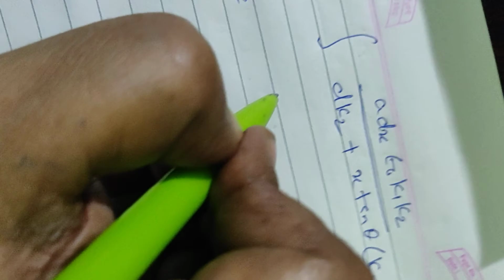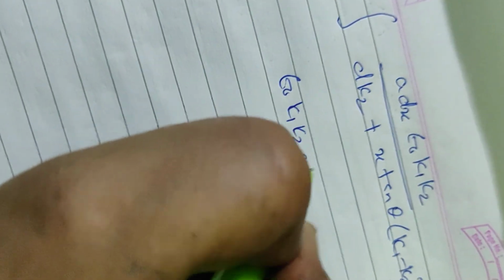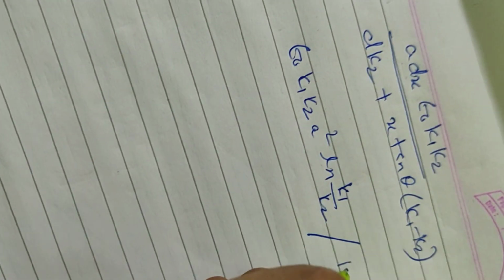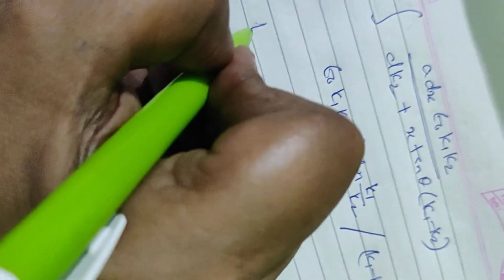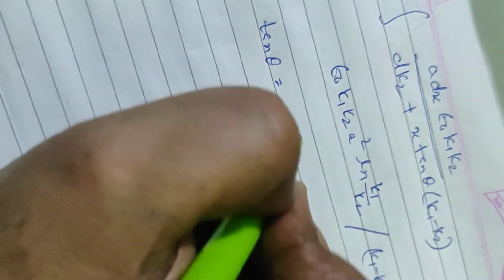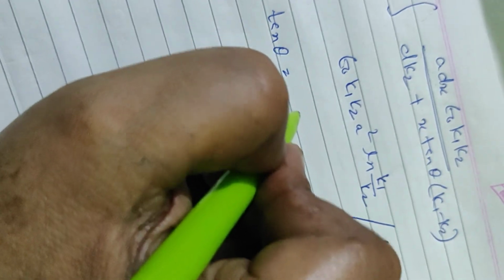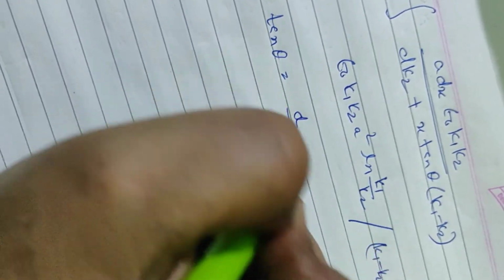So after integrating, you will get your final answer, and C will be equal to epsilon naught k1 k2 a square log k1 by k2 divided by k1 minus k2 into d. I have substituted here for tan theta. You can see from the figure tan theta is also equal to d by a. This is the only substitution which I have done.